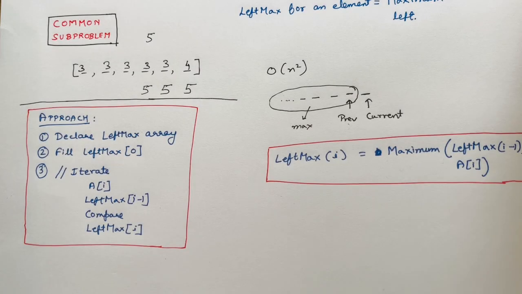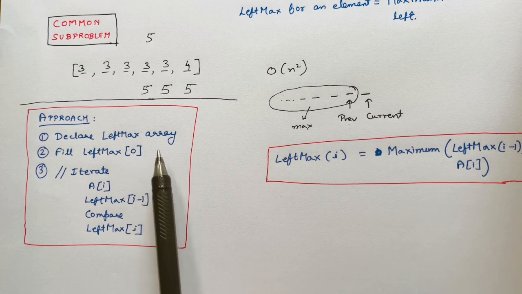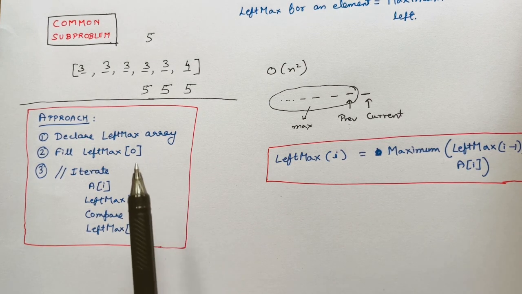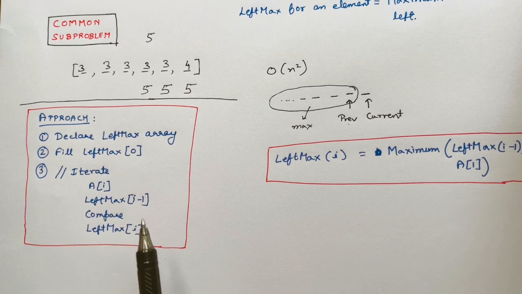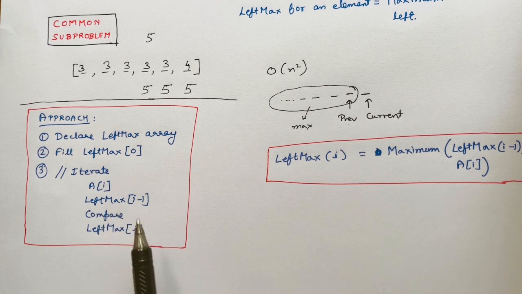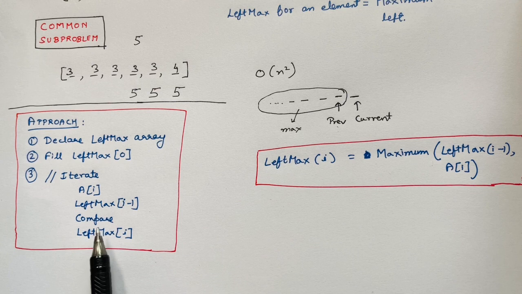Now, what does our approach to calculate left max look like? We first declare the left max array in which we will store the left max for every element. First of all, we fill the left max of 0, which is nothing but A of 0, and then we iterate. In every iteration, what all do we have? We have A[i], which is the current element. We also have left max of i minus 1. We compare the two and accordingly fill the left max of i. And that is how we can fill the whole left max array.